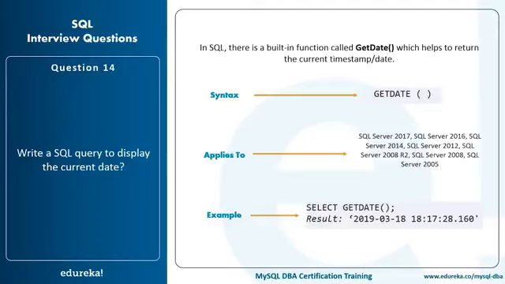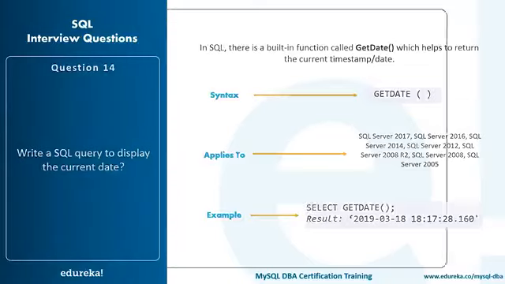Now, if you have to give an example to the interviewer about how to write a query to display the current date, you can just mention the query like, SELECT GETDATE. When you execute this particular query, you would see the current date and time displayed as output. So that's how you can write a query to display the current date.